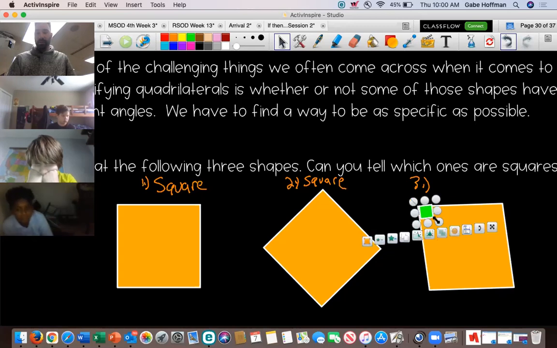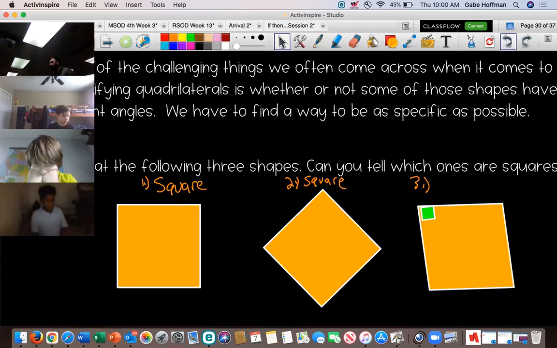So let me just a second. There's a tiny bit of orange. That's not a 90-degree angle. It has to fit exactly in that corner. So that's not a square.